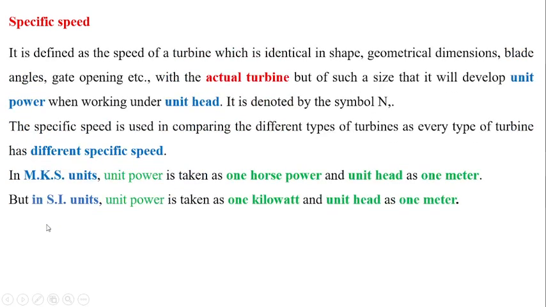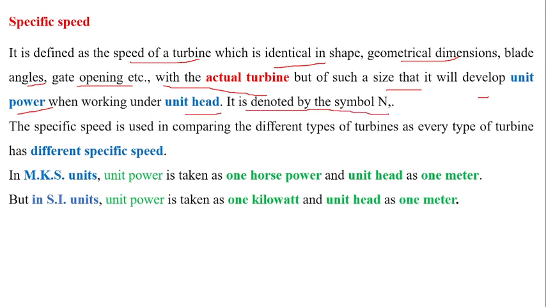Now we are discussing the specific speed. Specific speed is nothing but the speed of the turbine. We compare the speed of a turbine of identical shape, geometrical dimensions, blade angles and gate opening, etc. That is, we compare the prototype and the actual model with the actual turbine. So we are comparing the prototype, but of a size that will develop unit power when working under unit head. It is denoted by the symbol Ns.